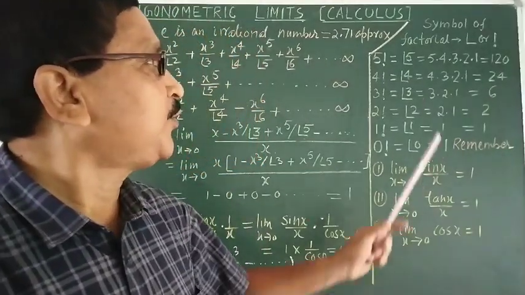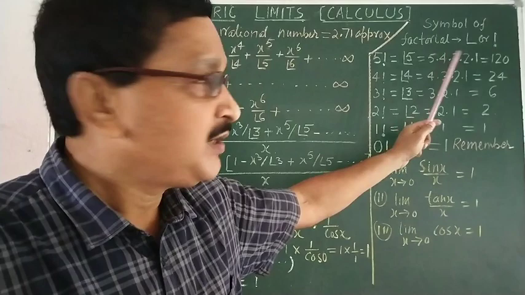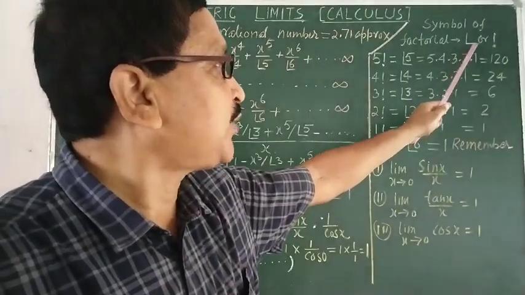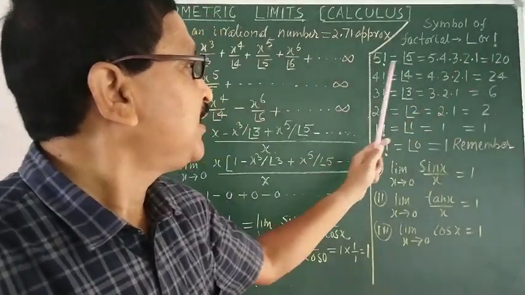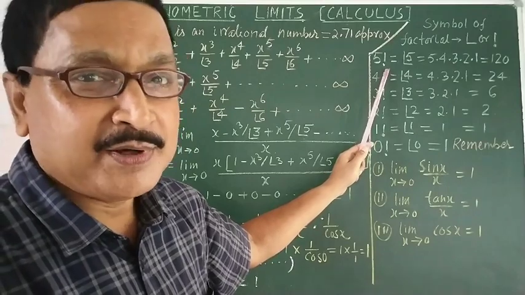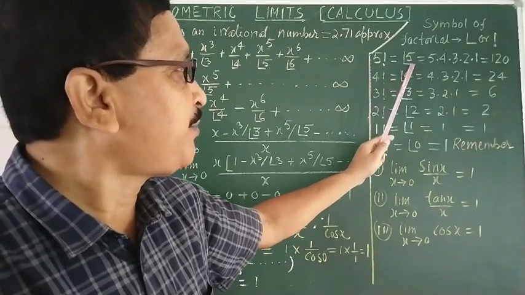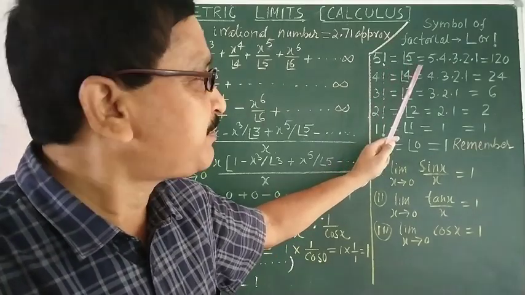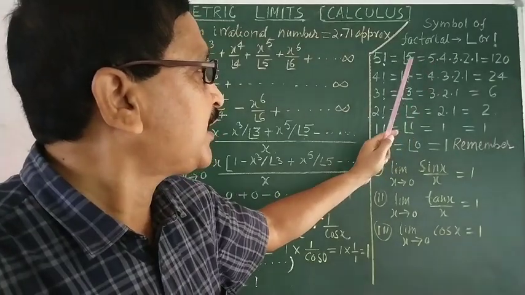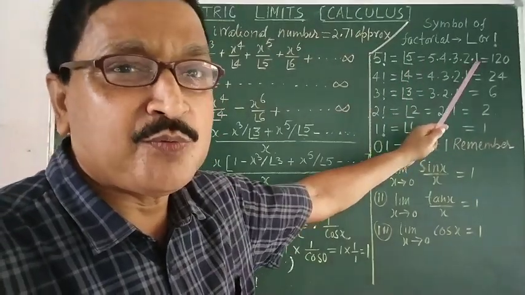So first of all, know the symbol of factorial. This symbol stands for factorial, either this or this. This is called factorial 5. You can also write it in this form, factorial 5. This means continued product starting from 5 and ending at 1.